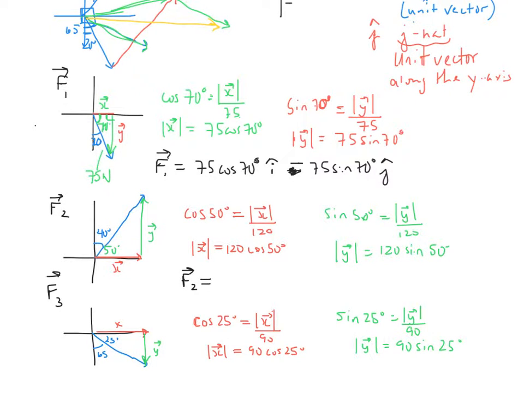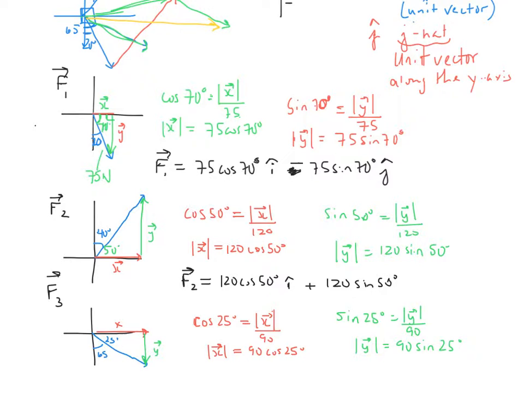All right, so F2 heading to the right, so this is a positive 120 times the cosine of 50 degrees, and that's in the positive x direction, so that's times I hat to suggest that we go that way, and we do want a plus in this case because we are heading upwards. 120 times the sine of 50 degrees here.